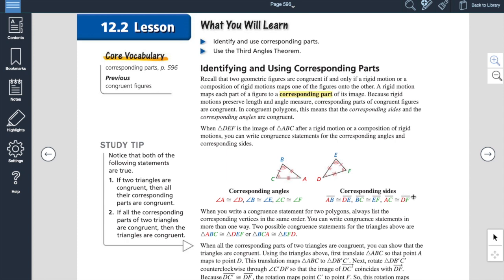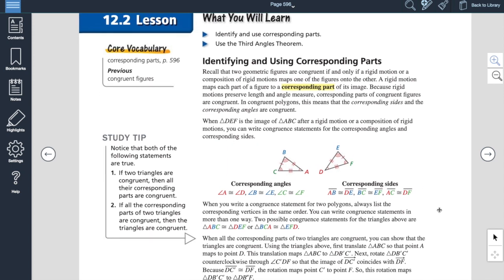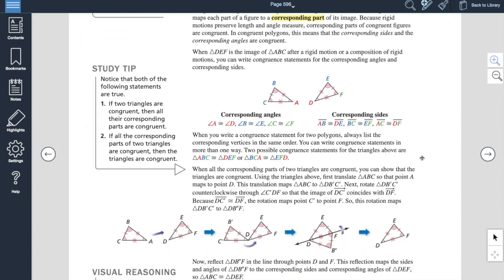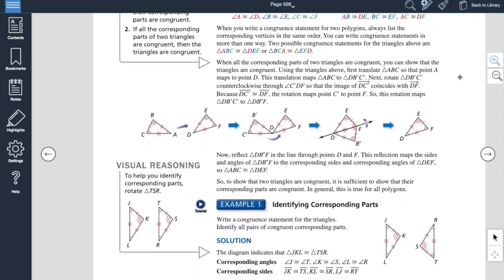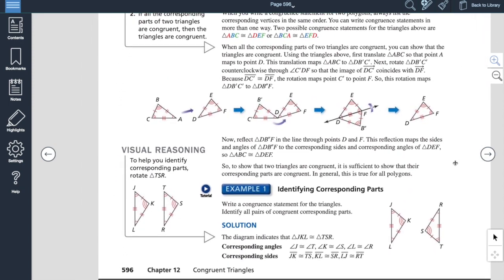match up. They show you this right here with these two guys. They color-coded even for you, very nice. They show you that you can describe it in different ways. As long as the order matches up, you are fine. Then example 1, they walk you through another one here. Again, you have your tutorial button there. Click on that if you need to walk through that one.